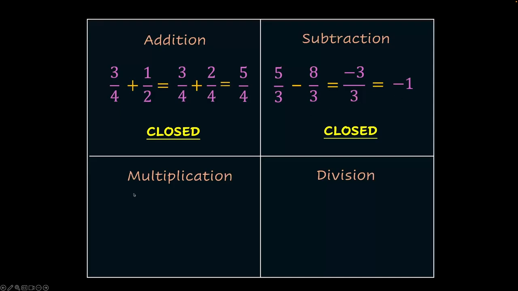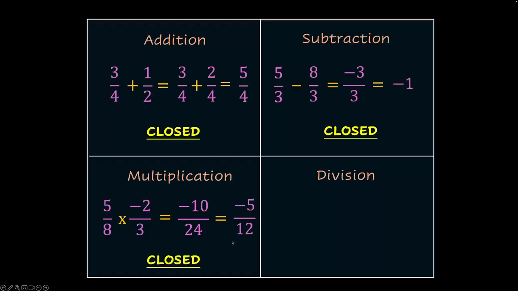Now the same goes for multiplication as well. Let's say you multiply 5 by 8 with minus 2 over 3. We end up with 5 times 2 is 10, 8 times 3 is 24. So minus 10 by 24, and further simplifying that, you end up with minus 5 by 12, which is clearly a rational number. So multiplication is also a closed operation on rational numbers.